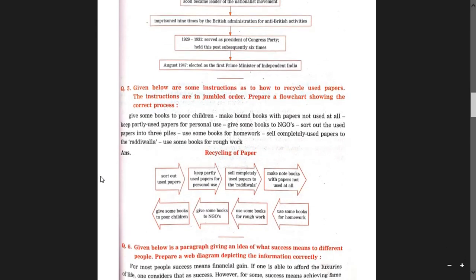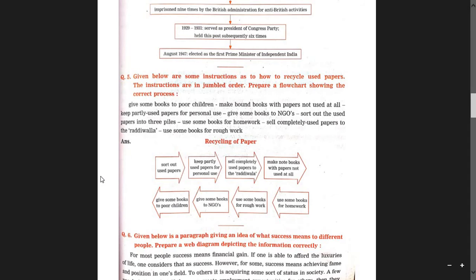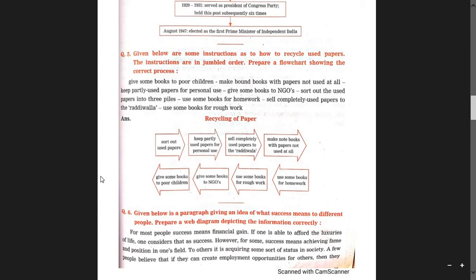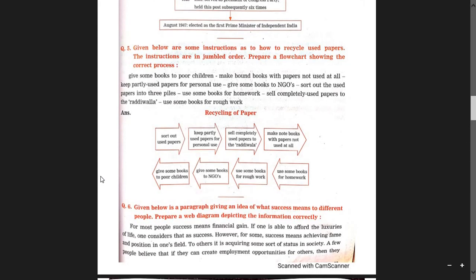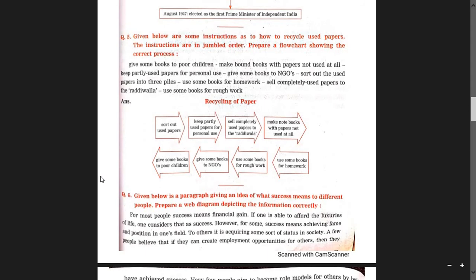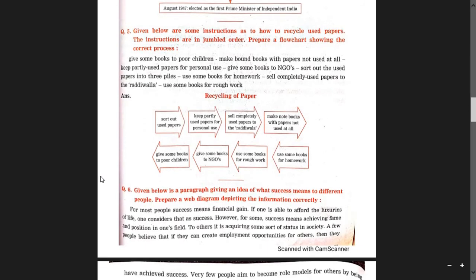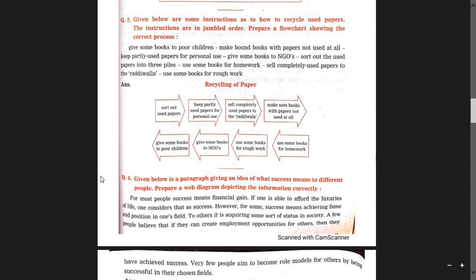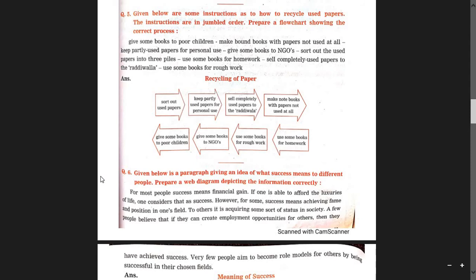Next, question number 5. Given below are some instructions as to how to recycle used papers. The instructions are in jumbled order. Prepare a flowchart showing the correct process. Give some books to poor children. Make bound books with papers not used at all. Keep partly used papers for personal use. Give some books to NGOs. Sort out the used papers into 3 piles. Use some books for homework. Sell completely used papers to the Raddiwala. Use some books for rough work.